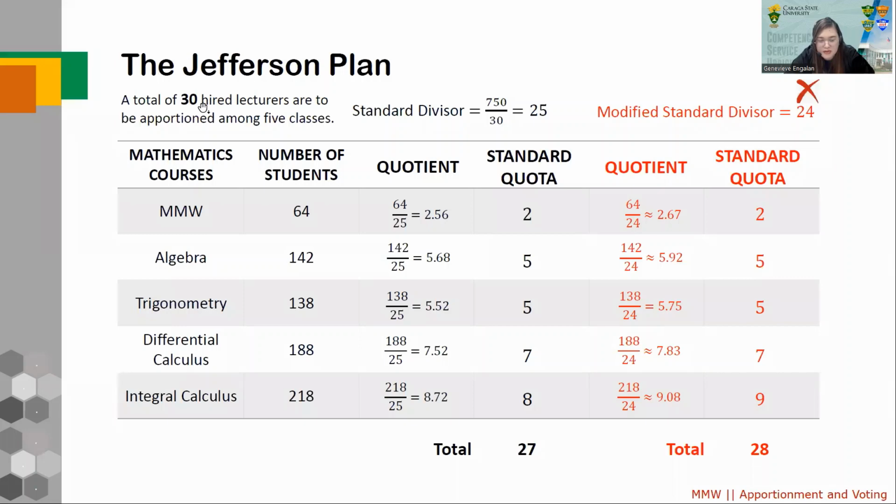So for the Jefferson plan, to get the 30 lecturers, the total of our standard quotas should be 30, not 27. So what we do is modify our standard divisor by decreasing it. Let's try 24. Using 24 as the standard divisor, we divide the populations and take the whole number parts. So you have 2, 5, 5, 7, 9. That is a total of 28. We have not reached 30 yet.